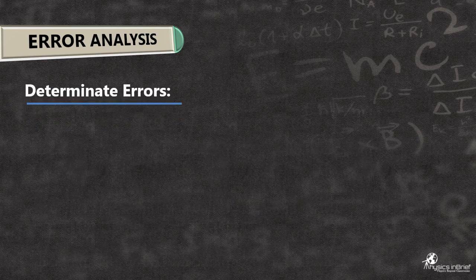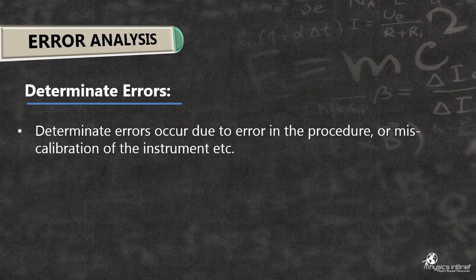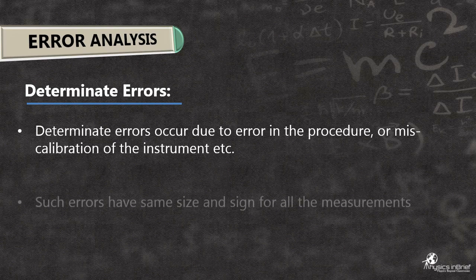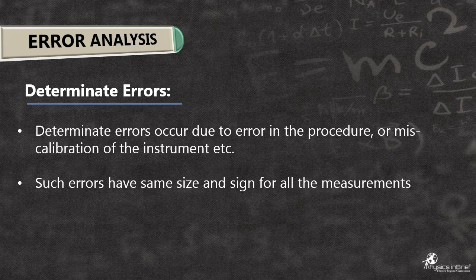Determinate errors. Determinate errors occur due to error in the procedure, or miscalibration of the instrument. Such errors have the same size and sign for all the measurements. These errors can be determined.